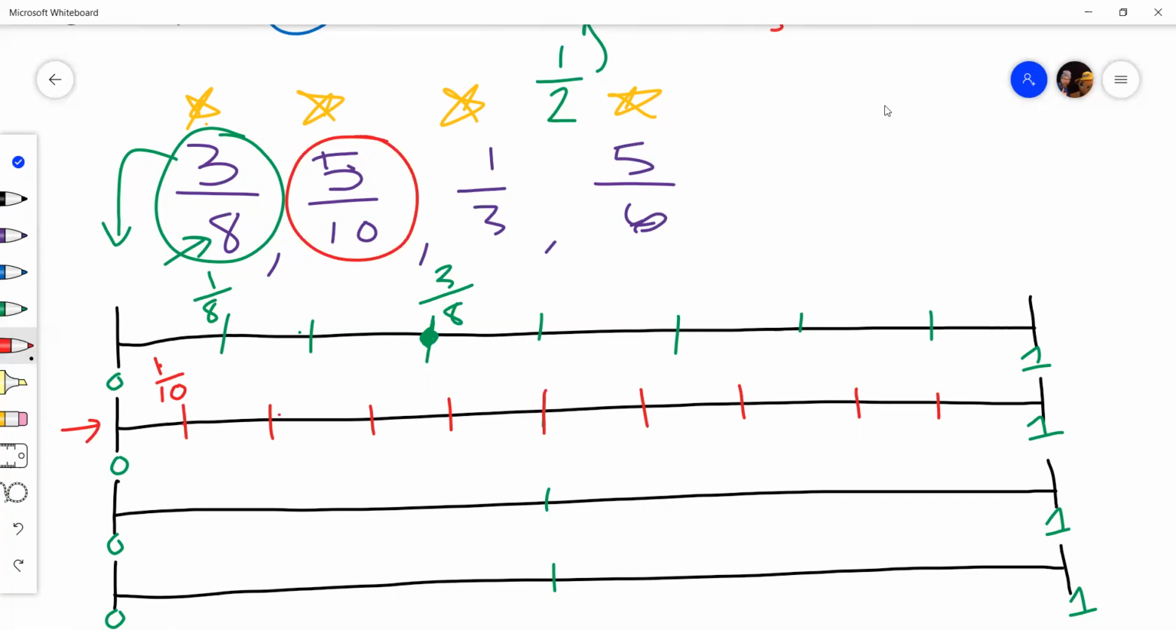So 5/10, so 1/10, 2/10, 3/10, 4/10, 5/10 right here, right in the middle, which is true. That's actually 1/2. Because remember our trick, this 5 is half of 10. So it's right in the middle, 5/10.